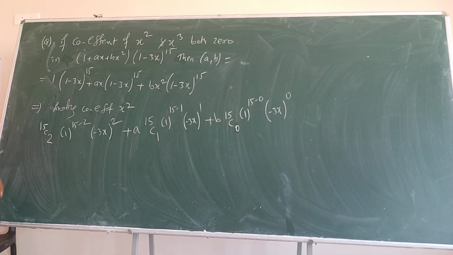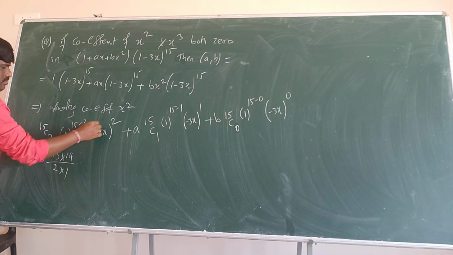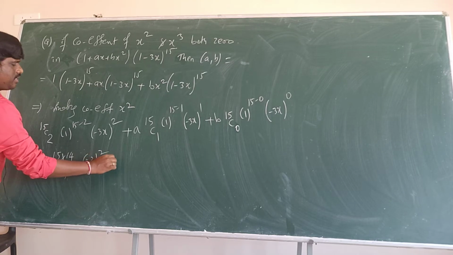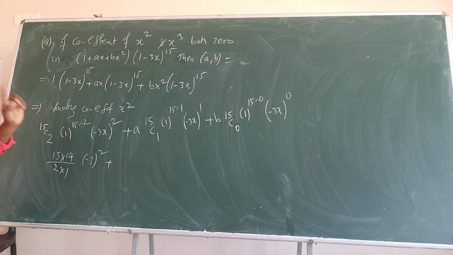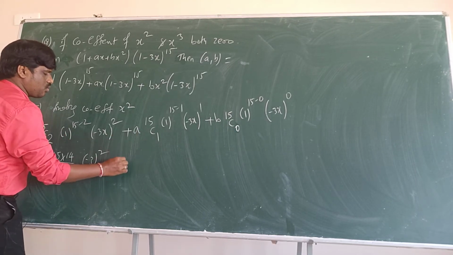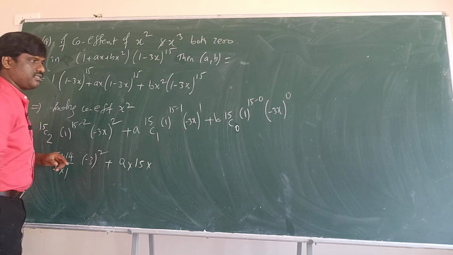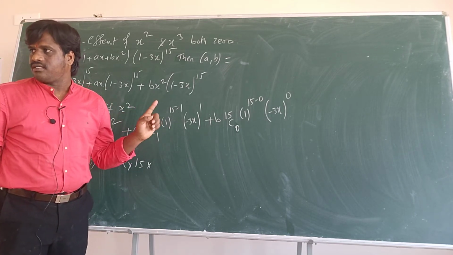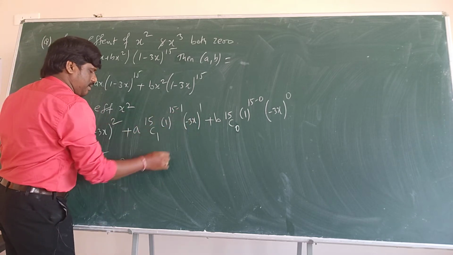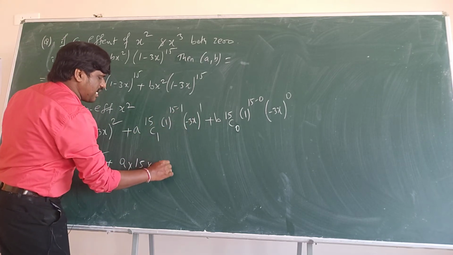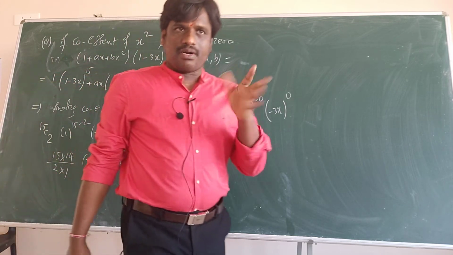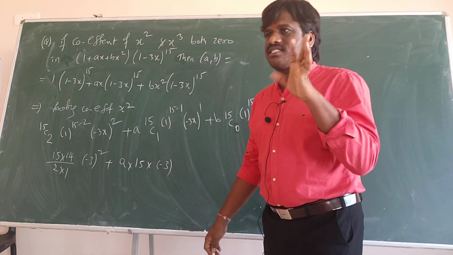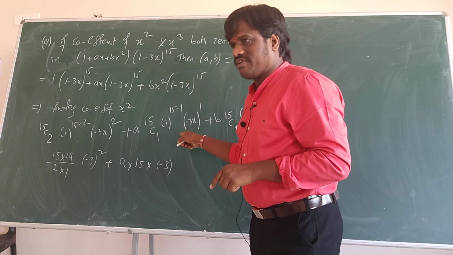Now I don't write x square now; to make you understand, I wrote. Now what do I write here? 15C2 means 15 into 14 divided by 2 into 1. 1 power anything is 1, and this is 3 square, plus. X square I am not writing, only the coefficient. So a into 15C1 value is 15, 1 power anything is 1, and minus 3 power 1 is minus 3. No need to write x here, only the coefficient we have to write.